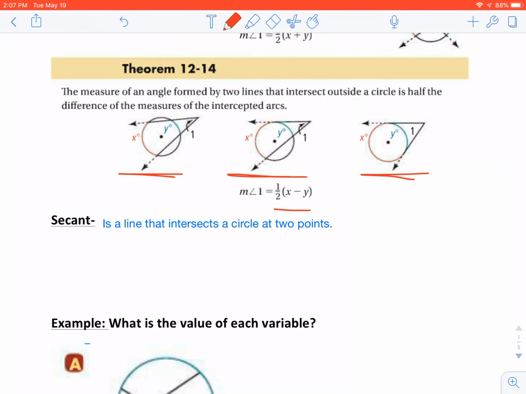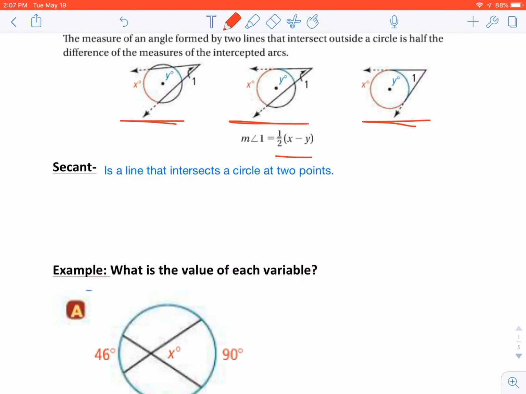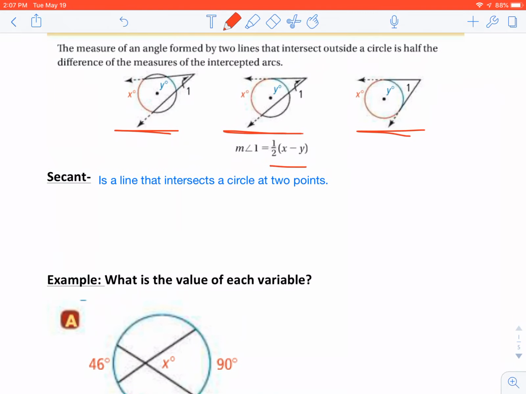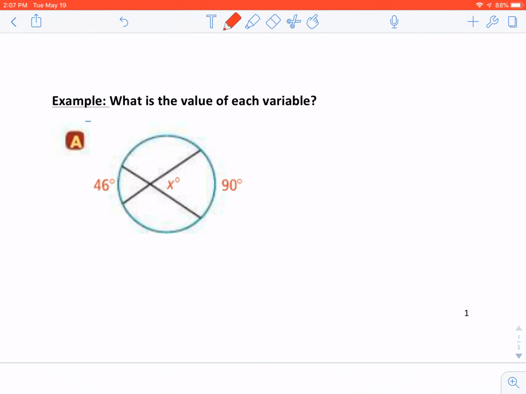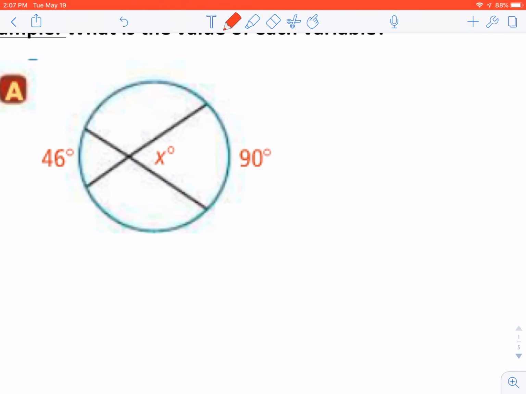The word secant is a line that intersects a circle at 2 points. I think of secant as different from a tangent line. Secant hits it a second time. That's how I differentiate between the two. But your test is not going to be too heavy on vocabulary, more of can you simply solve one of these things.